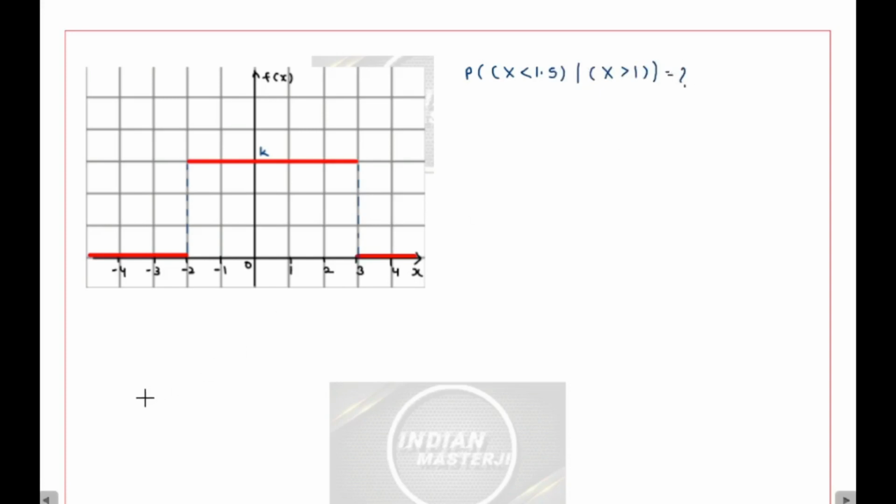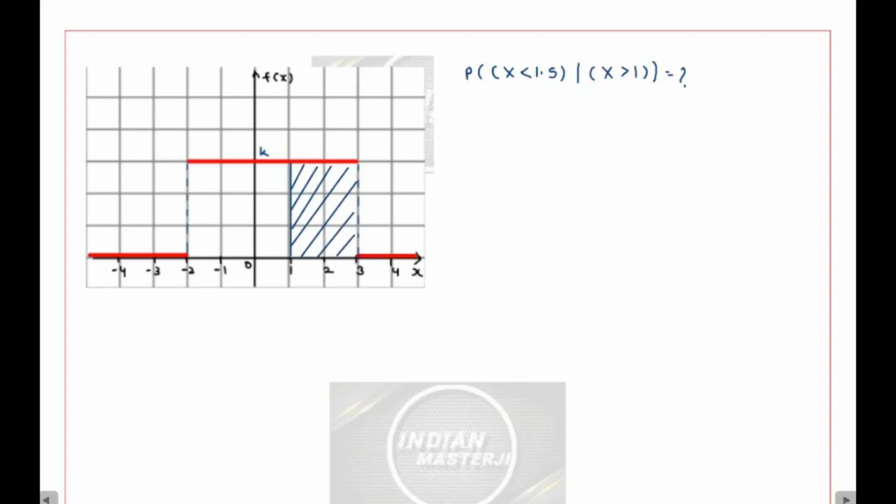So how do we find out this particular probability? So x greater than 1 is what? From x greater than 1 means they are asking from 1 to 3, because for the rest of the values to the right of 3, f of x is 0. So that means they are asking for this particular area here, correct? So this is given that x is greater than 1.